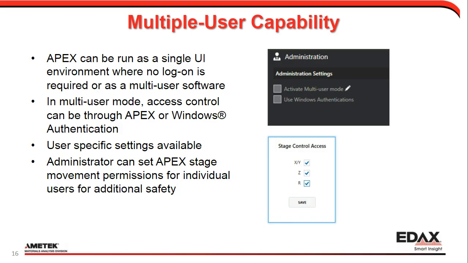Apex can be run as a single user interface environment where no logon is required, or as a multi-user system. In multi-user mode, access control can be through Apex or Windows authentication. Apex access control allows the administrator to create accounts for each user. If Windows authentication is enabled, you don't need to enter a password to log on to Apex. It logs on with your individual Windows account. Nobody can access your data unless they have your Windows account password.